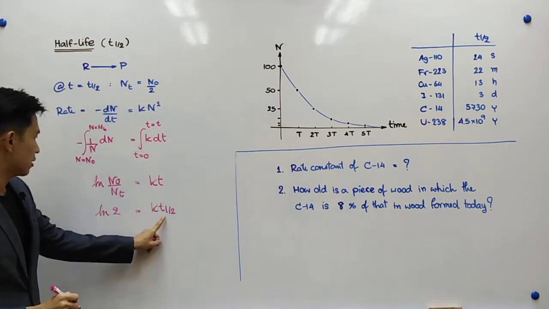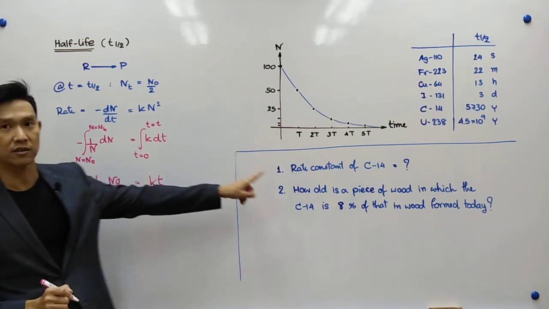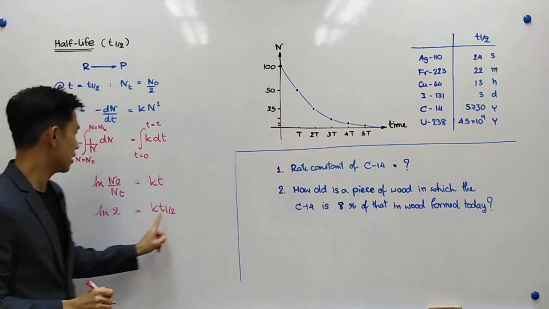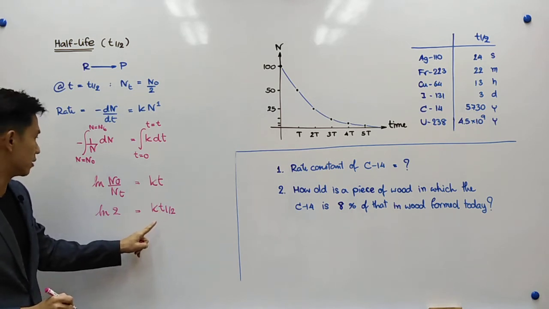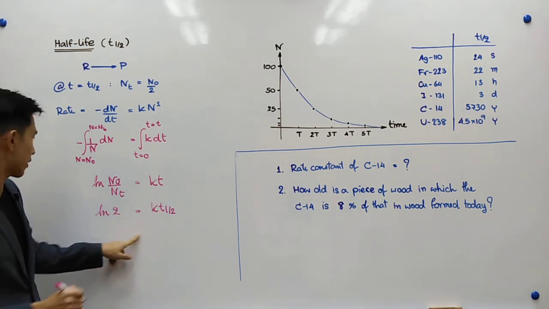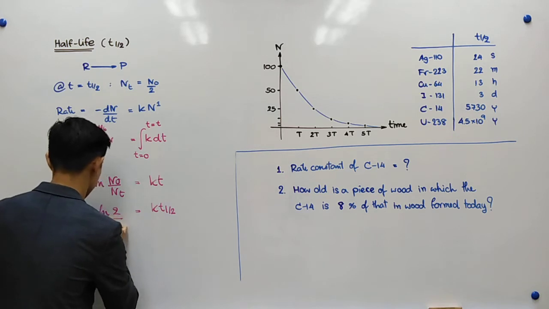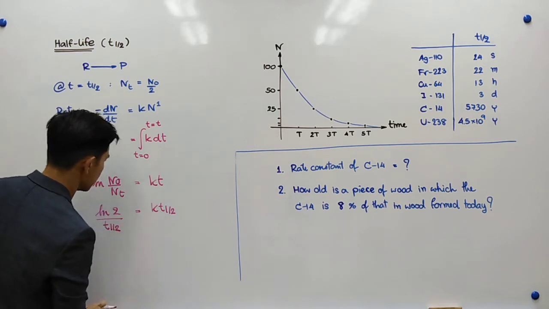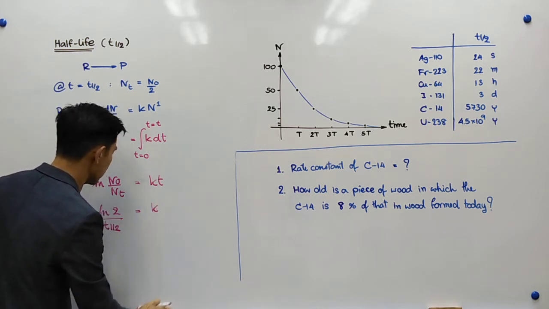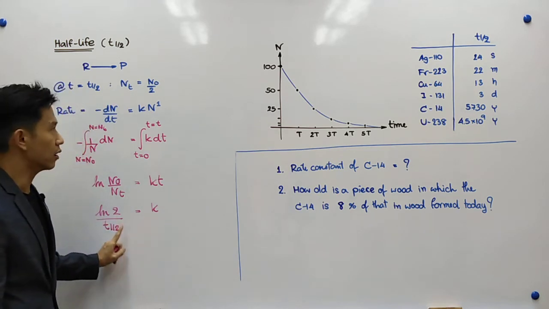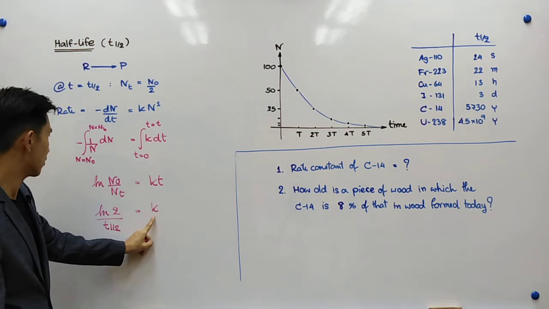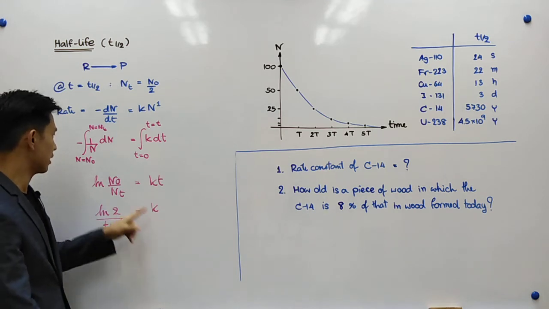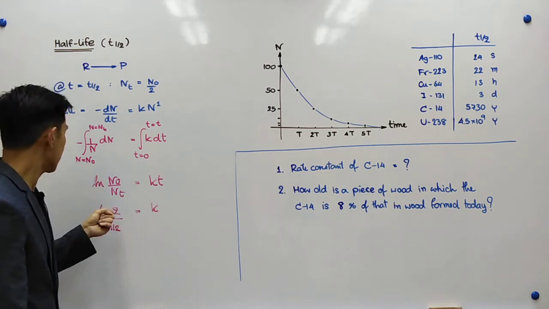So from this, if we want to know the rate constant of carbon-14, then we can calculate it from the half-life of carbon-14. We move the half-life down here, so we have this, and we know the k value of the decomposition. And if we know the k value here, we can then calculate the rest of the things.